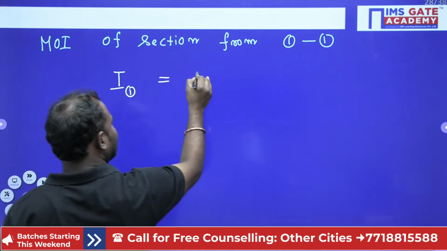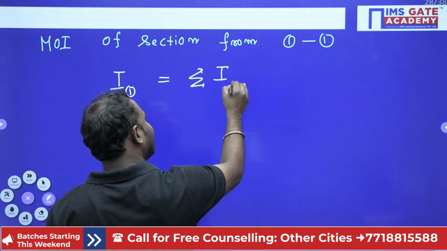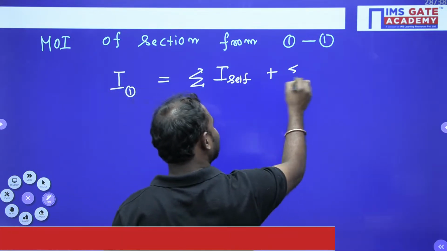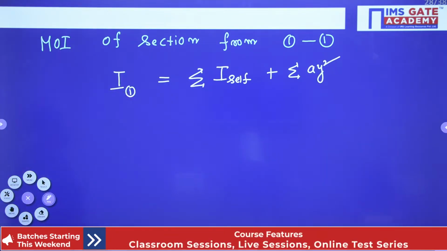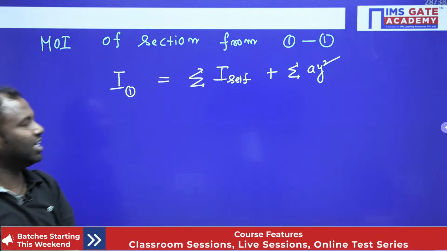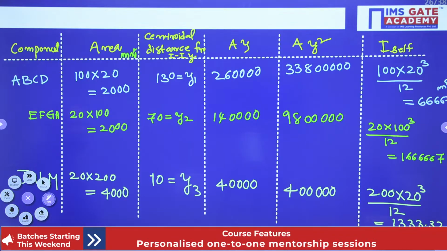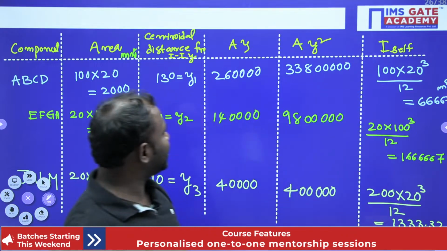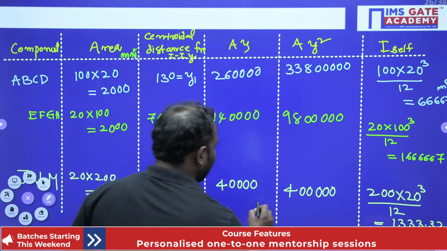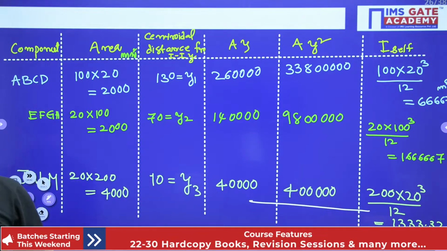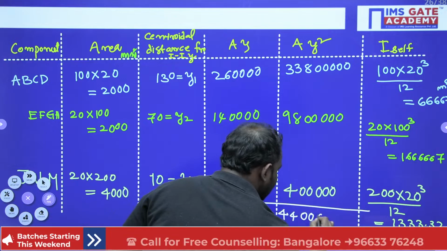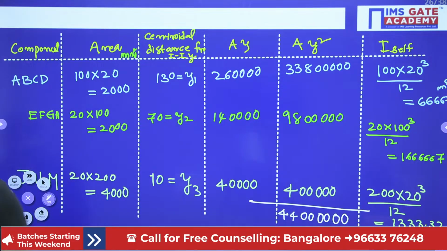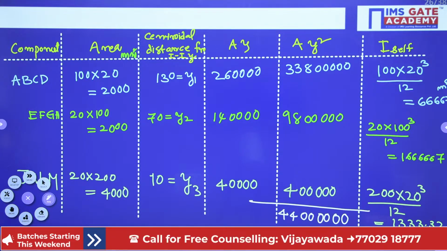is equal to sigma moment of inertia of self of all plus sigma AY square. That means all three sections' moments of inertia, and AY square means all these. Now here I'll write total AY square is equal to 4400000 and so on.